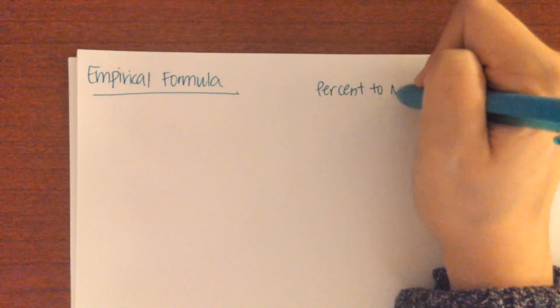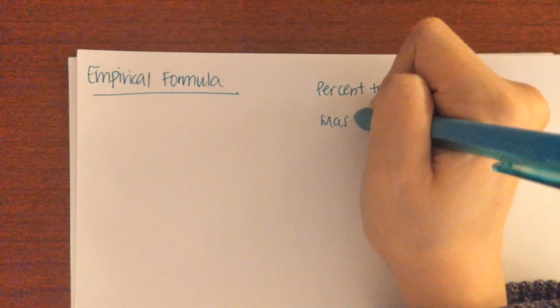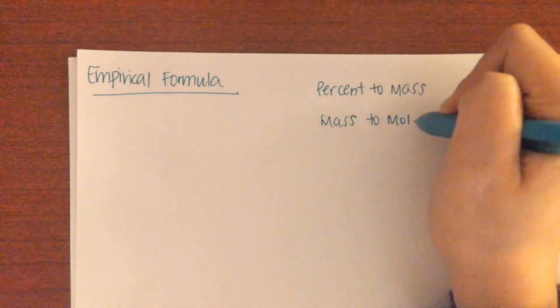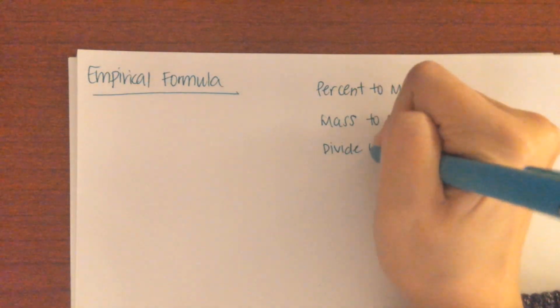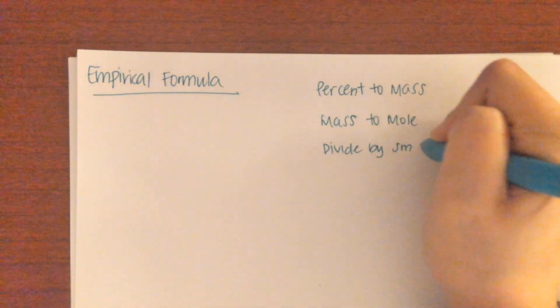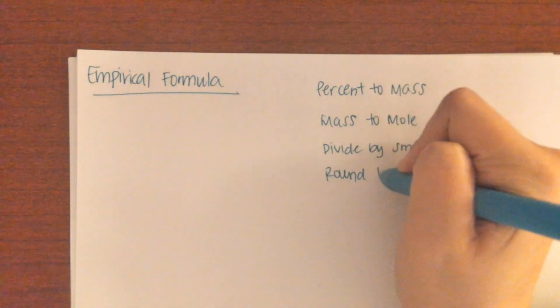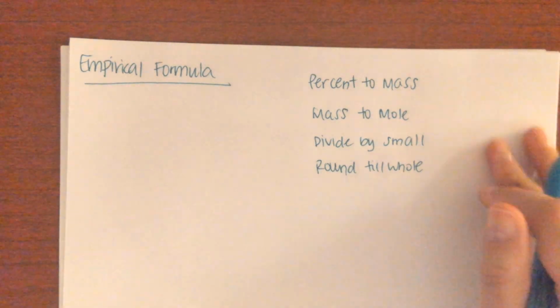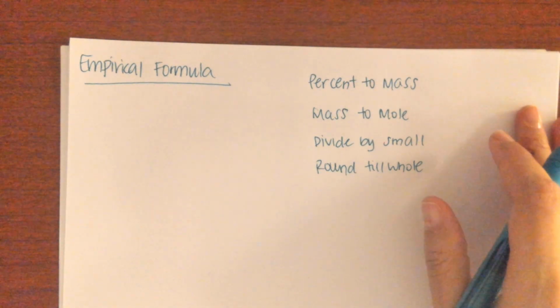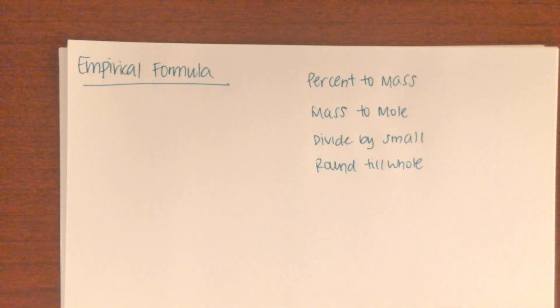So first we've got percent to mass, mass to mole, divide by small, round till whole. So these are the 4 steps to calculate. It's a good way to kind of chant it in your head once you do the quiz or test, so you remember the steps on how to do it.